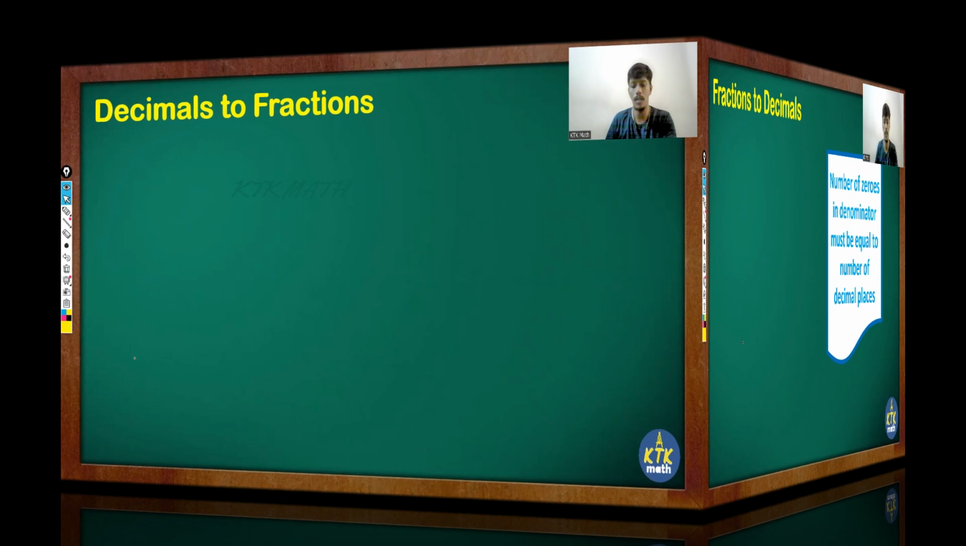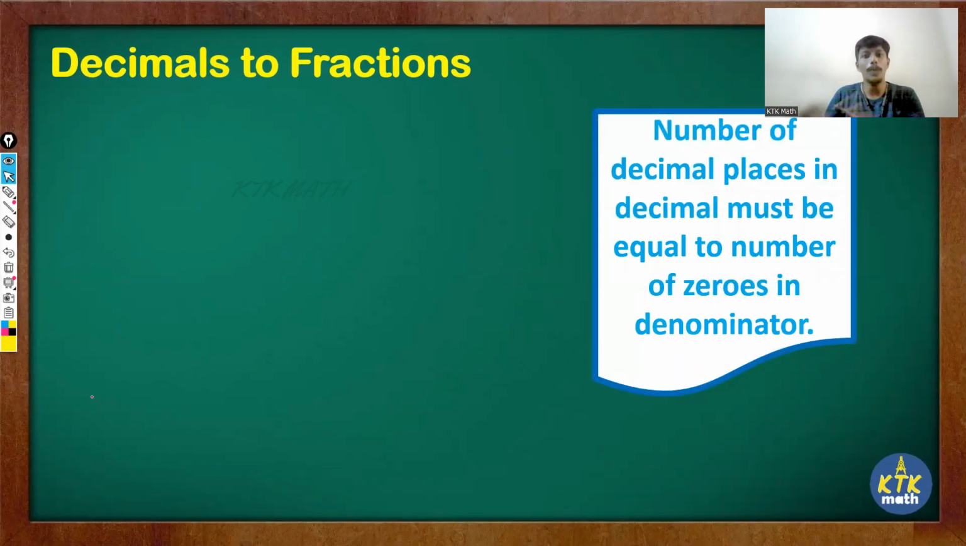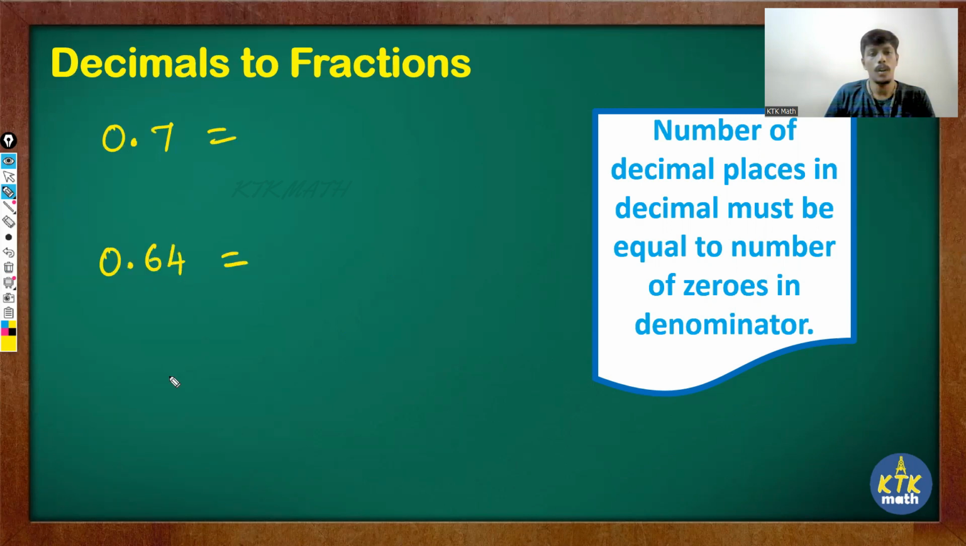Decimal to fractions concepts: again, you are going to reverse the key process. So what is the point? The number of decimal places is going to be equal to how many zeros are in the denominator. Now just observe the questions here. If you have 0.7, or 0.64, or 1.732, what do you need to do?